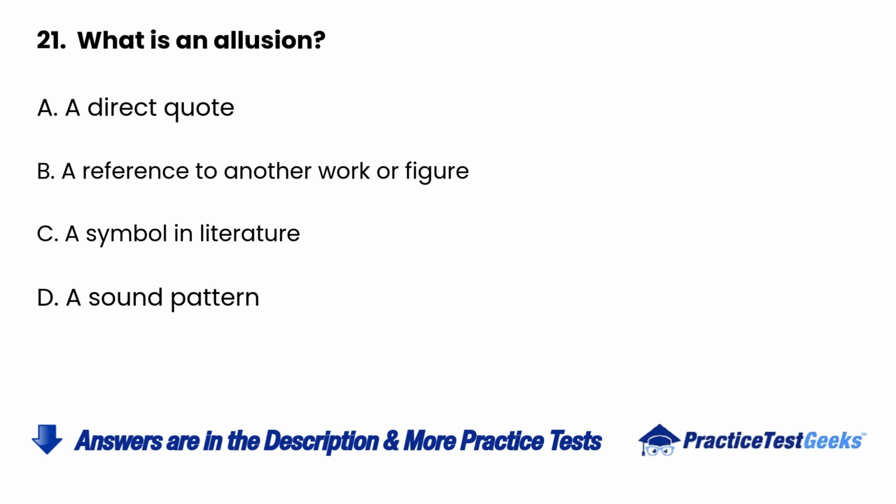21. What is an allusion? A. A direct quote. B. A reference to another work or figure. C. A symbol in literature. D. A sound pattern.